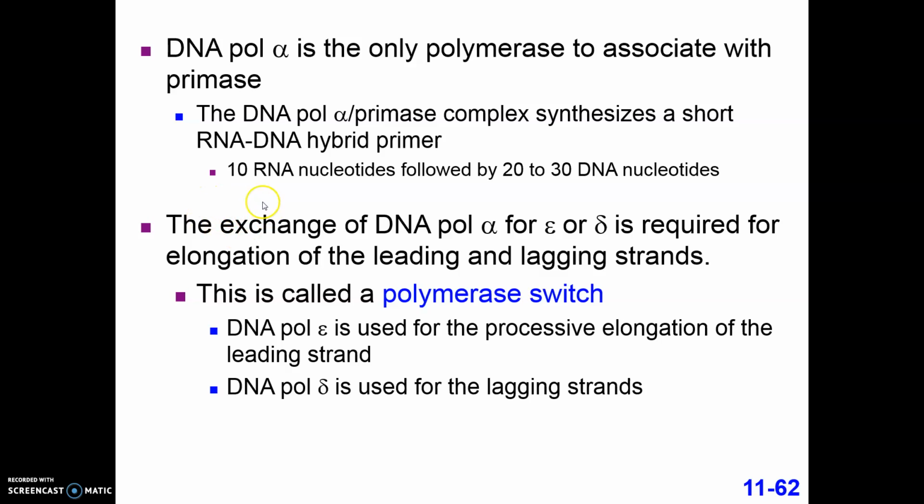So in any event, we have the alpha, which is in association with primase. The primase lays down about 10 RNA nucleotides, the alpha lays down 20 to 30 DNA nucleotides, and then we switch, right? We refer to this as being the polymerase switch. And we swap out depending on which strand we're talking about. So the epsilon is involved in the elongation of the leading strand, where delta is used for the lagging strand.